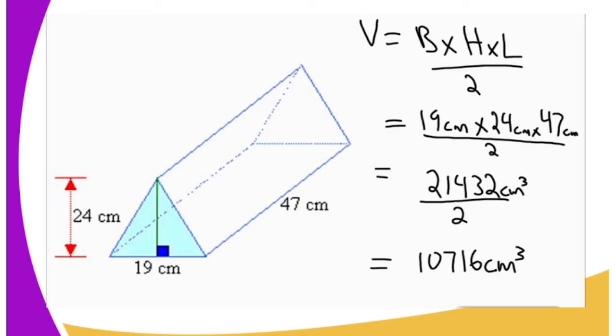So how do we find the volume of a prism? It's going to be the cross-sectional area times the length, and the cross-sectional area, since it's a triangle, is going to be a half times base times the height. So the volume of a prism is a half base height times the length.